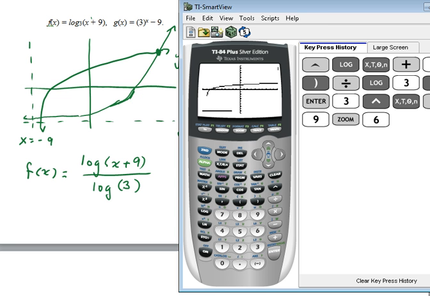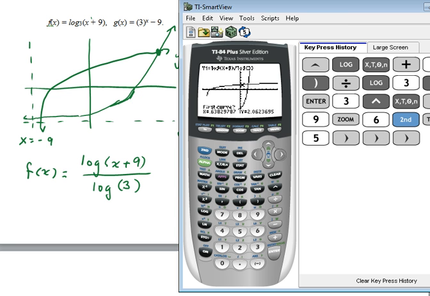The intersection in the third quadrant is not going to show because the logarithmic function became too vertical. But we've got one in the first quadrant that we're looking for. So I'm going to go second, calc, 5 for intersect. I'm going to move the cursor a little bit to the left on that logarithmic function and then press enter.